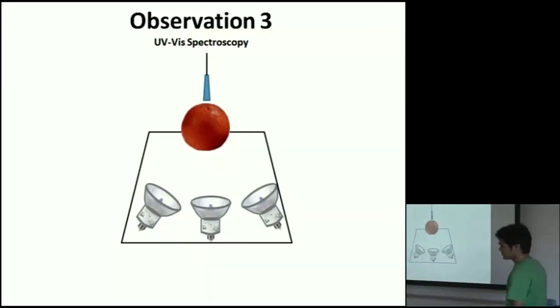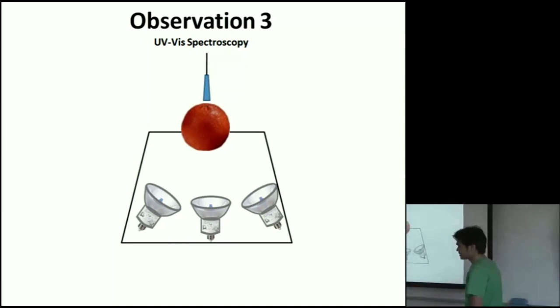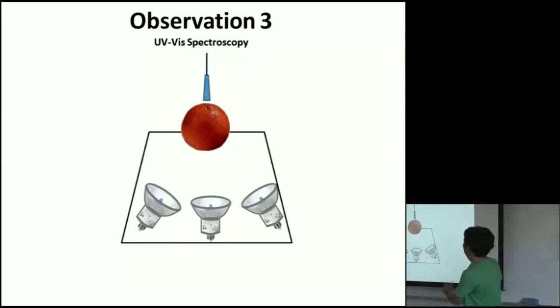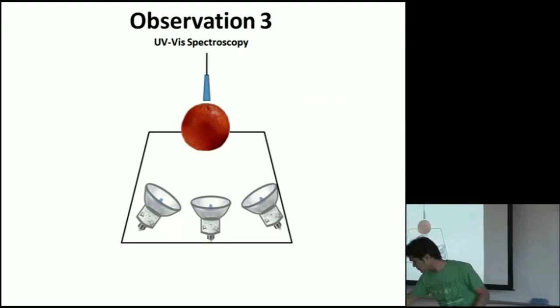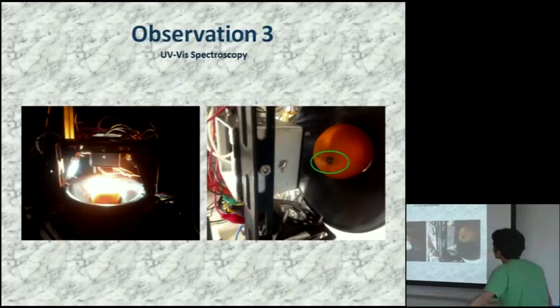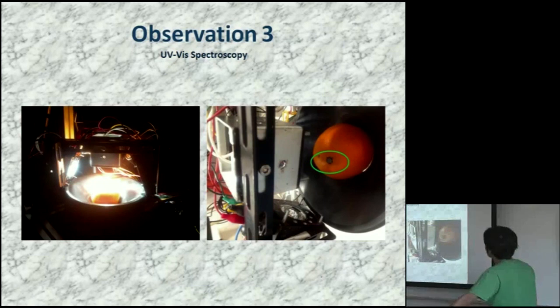So this is my third observation. This uses a halogen lamp. Especially, I use the UV visible spectroscope provided by our laboratory. I measure non-destructively. I try to use 3 halogen lamps and a detector in the UV visible region. In a setup like this, I take the picture. This is the condition of my third observation.